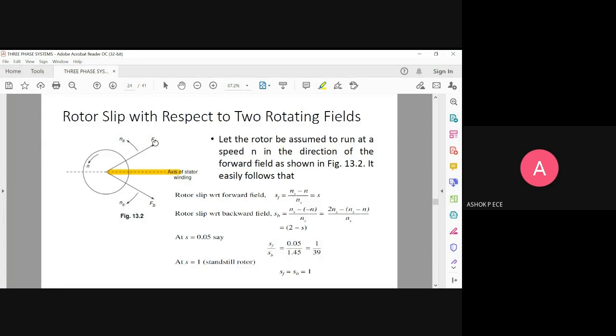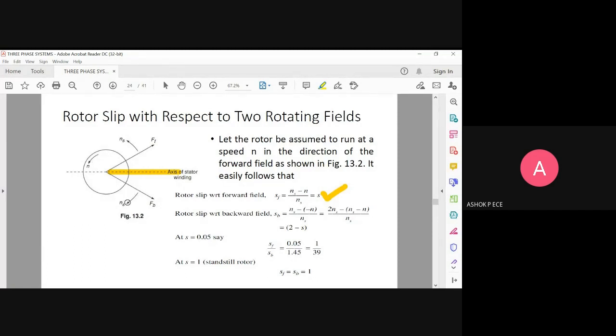So the forward slip is given by SF equal to (ns minus n) by ns. So it is going to be your normal slip. It is just like the slip of the three-phase induction motor, (ns minus n) by ns. I'm going to denote this as S. See, when two things are moving in the same direction, only when you subtract, you can find the difference between the fields. So I'm subtracting here.